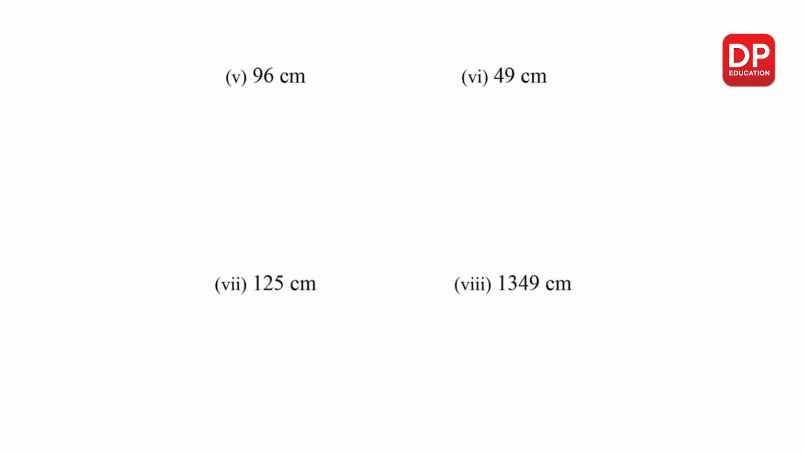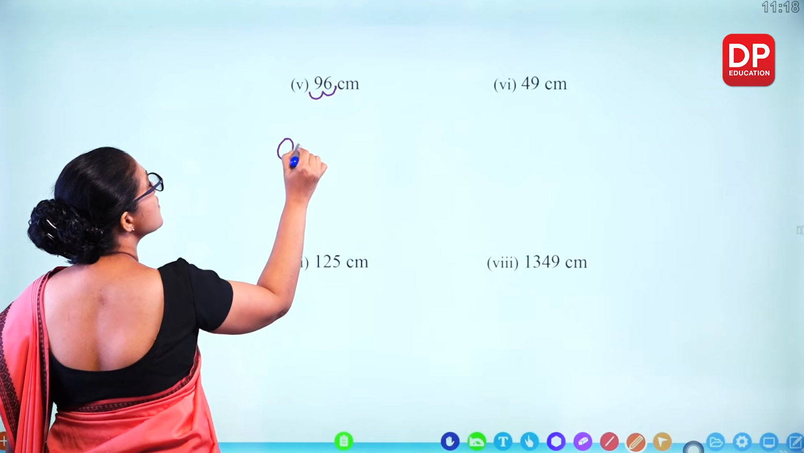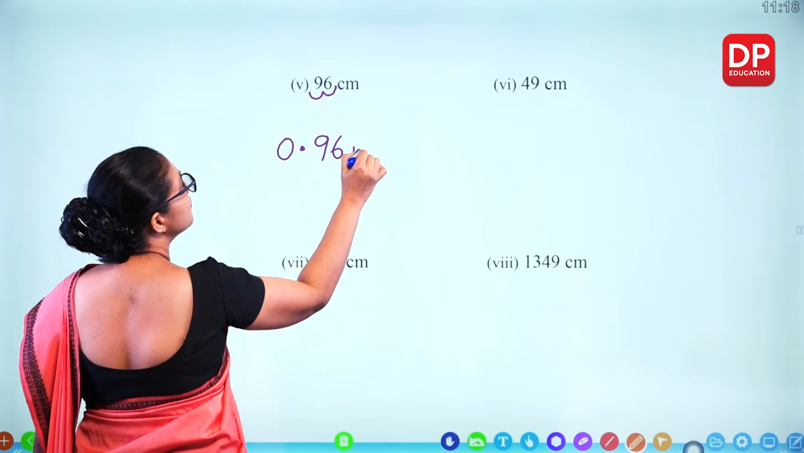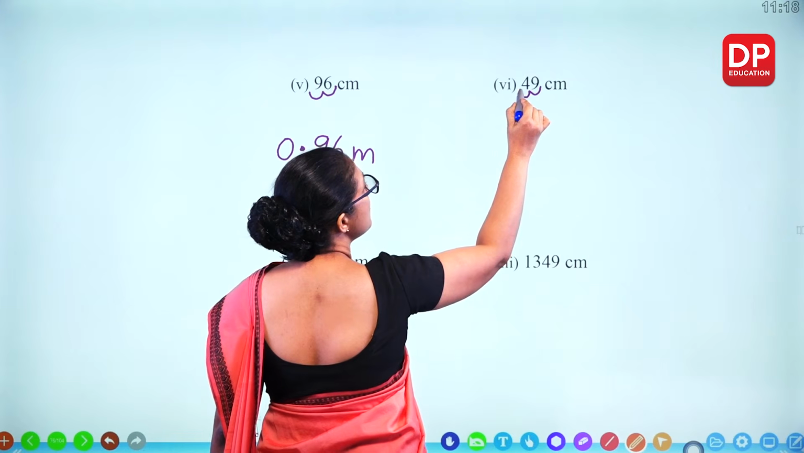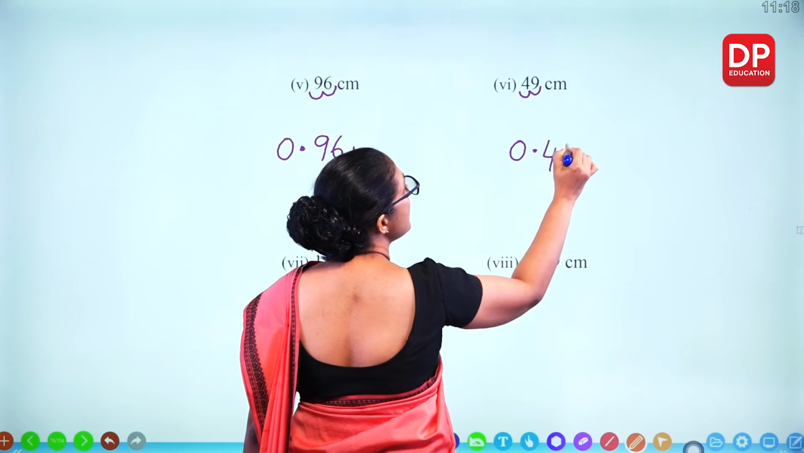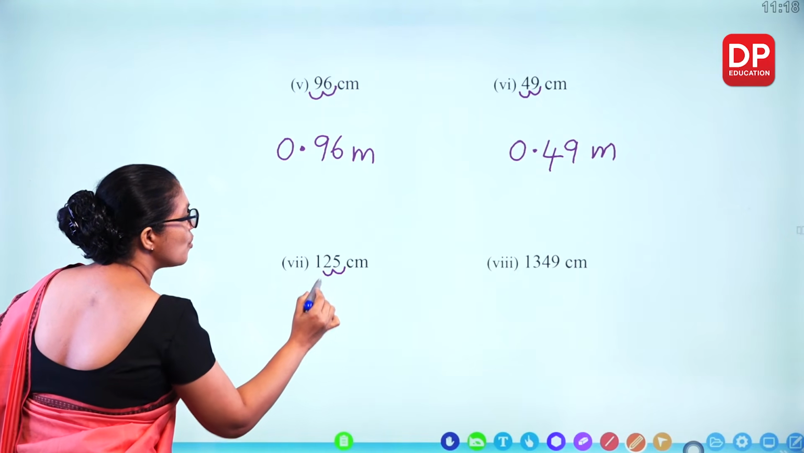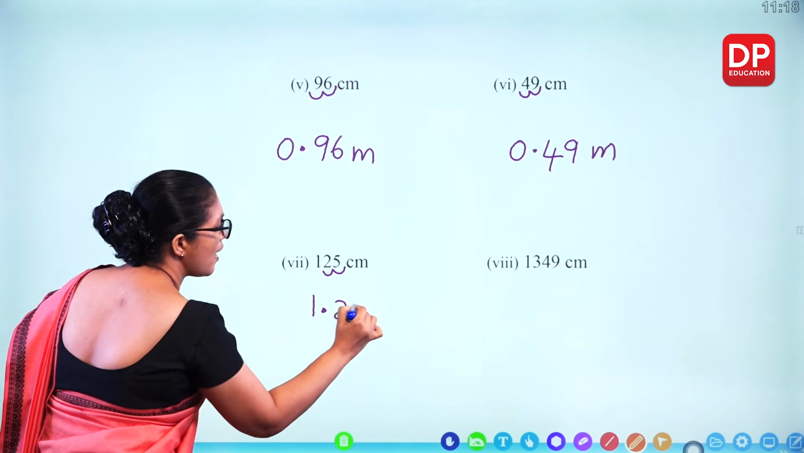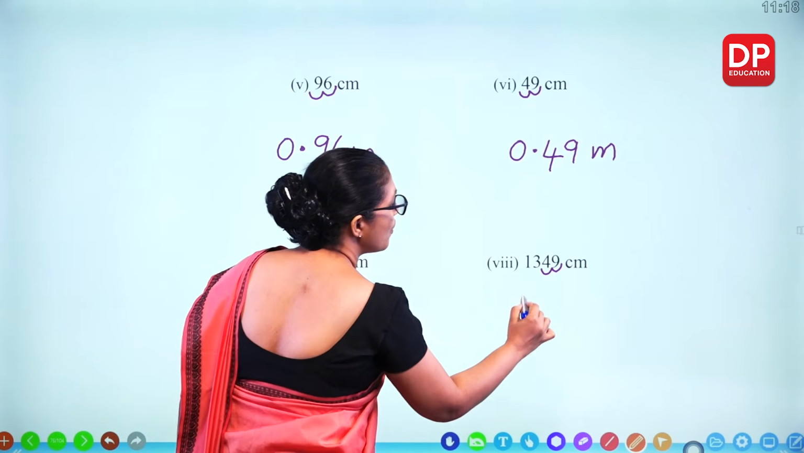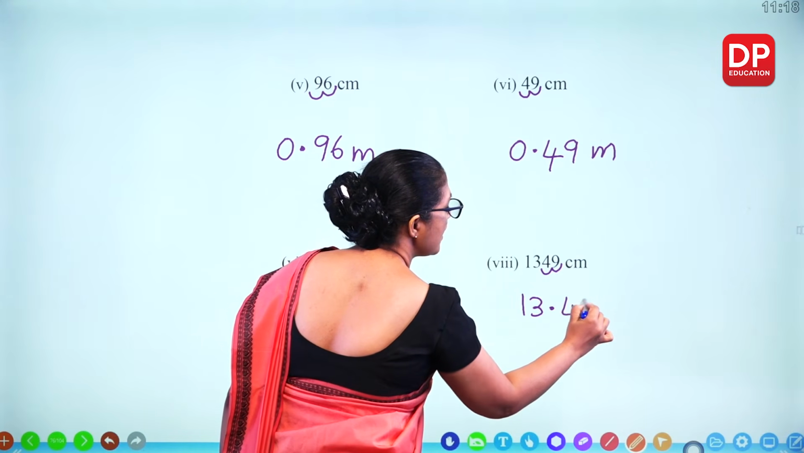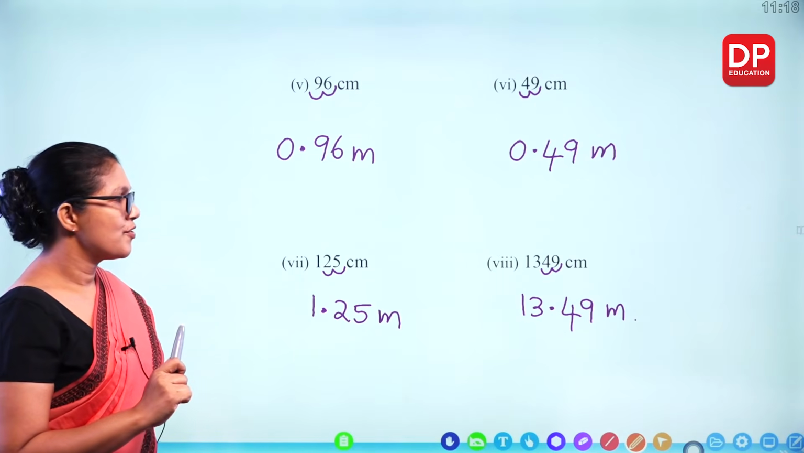96 centimeters. Divide by 100 means move the decimal place 2 places to the left. 0.96. Here 2 places to the left, 0.49 meters. 1.25 meters. From here 13.49. So when you convert to meters, divide this by 100.